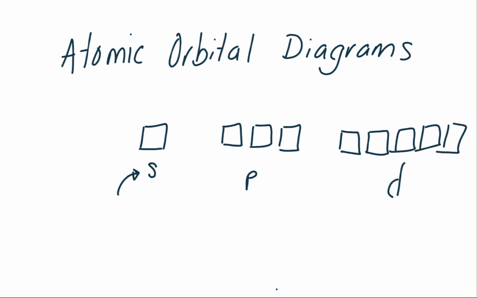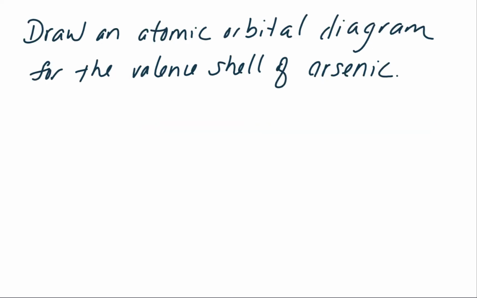When you have an S sublevel in your diagram, you would need to draw just one orbital box. This is the orbital, and this is the sublevel. Let's try an example. Draw the atomic orbital diagram for the valence shell of arsenic.